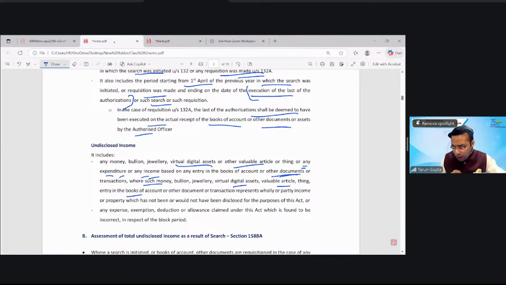So what is meant by last of the authorization? See, what happens is that in case of such searches, panchnamas are issued. By way of panchnama, the tax officer says what he wants to say. So the date when the last panchnama was issued is the date when the search is deemed to have been concluded. Okay. So the meaning of last of the authorization is the last panchnama issued. The date on which the last panchnama was issued is the date when the search is actually concluded.